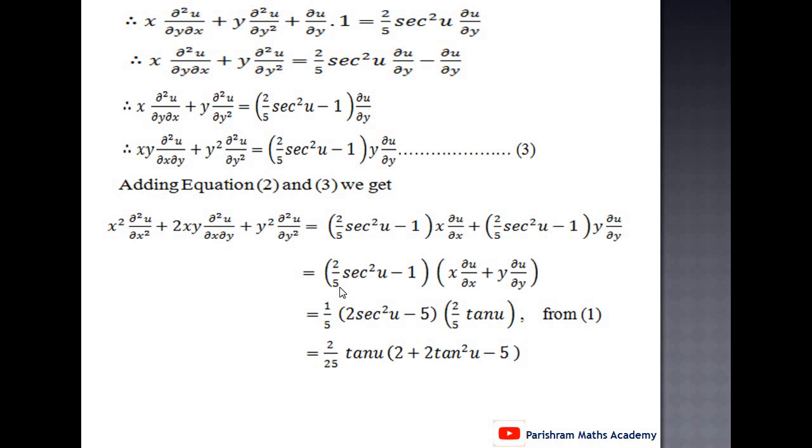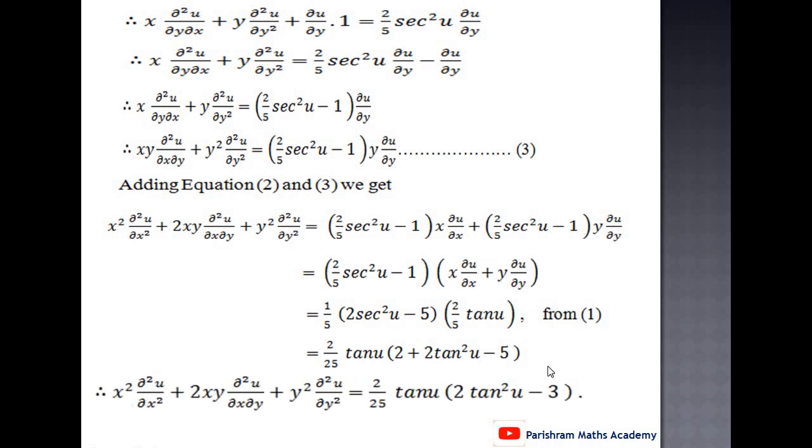Now we can simplify this first bracket term. From the first bracket term, we can take 1/5 as common. We get (2 sec²u − 5). Therefore 1/5 into 2/5, that is 2/25 tan u, times the value of sec²u, which is 1 + tan²u. Therefore 2 sec²u is nothing but 2 + 2 tan²u, minus 5, and therefore equal to 2/25 tan u (2 tan²u + 2 − 5), that is minus 3. So 2/25 tan u (2 tan²u − 3) is the solution of the given equation.